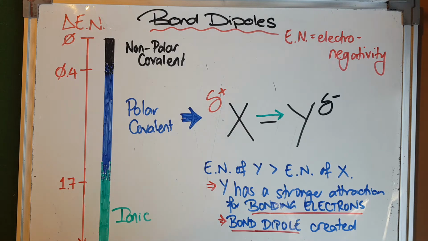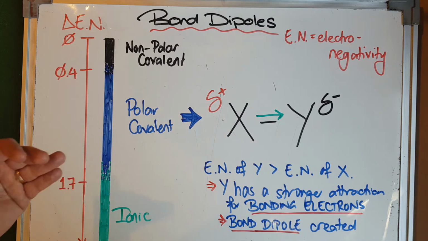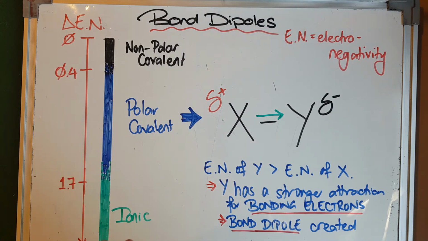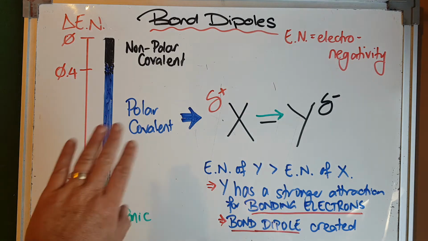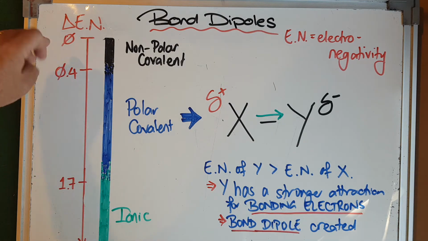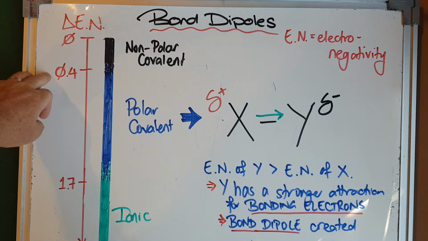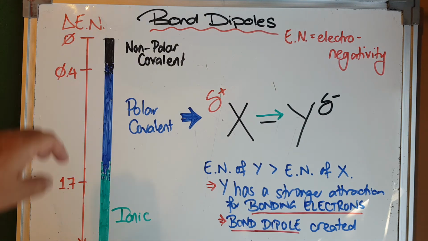Now, in year 13, basically if the value isn't 0, then the bond has some level of what we call polarity to it, a dipole. So in year 13, we really say, look, if it's not 0, the bond has some polar properties. But it really becomes quite apparent when we get to about 0.4 as a difference.